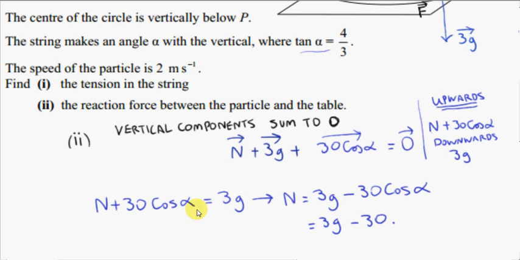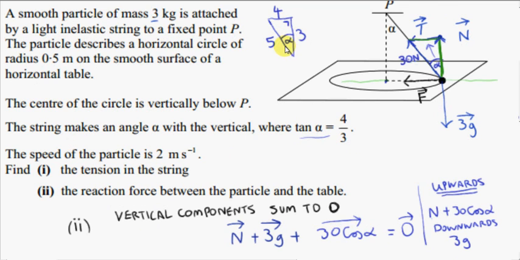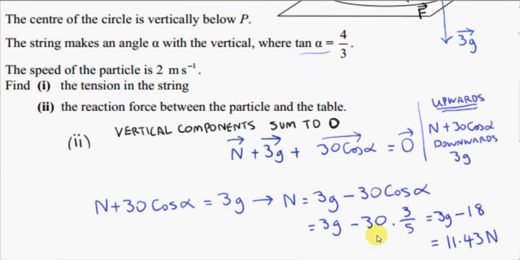Okay, so we need to get cos of alpha. So we can go up to this right angle triangle that contains angle alpha. The cos of alpha is adjacent to alpha, which is 3, divided by the hypotenuse 5. Okay, if you plug 9.81 in for g, you will get 11.43 newtons.